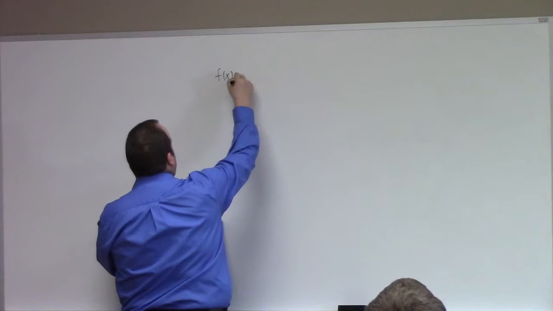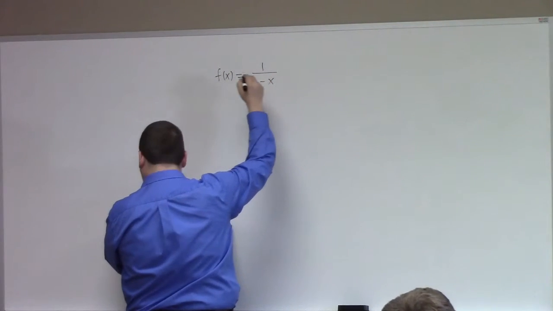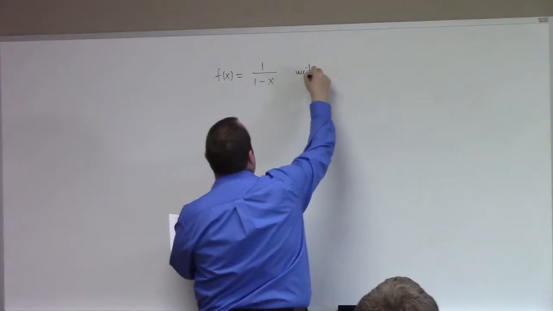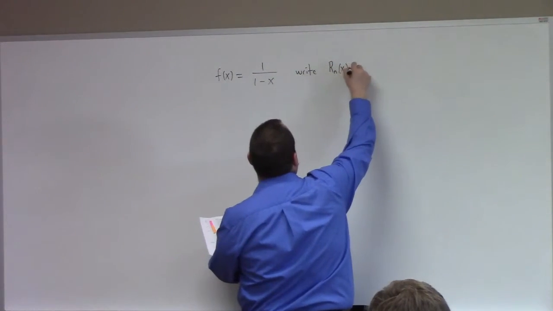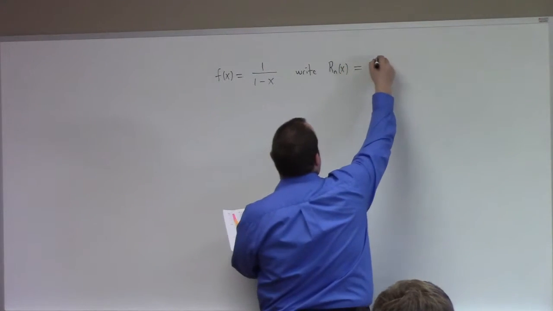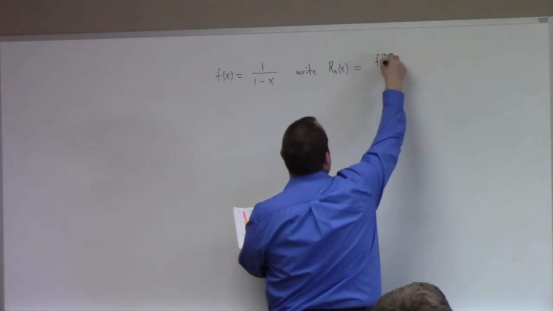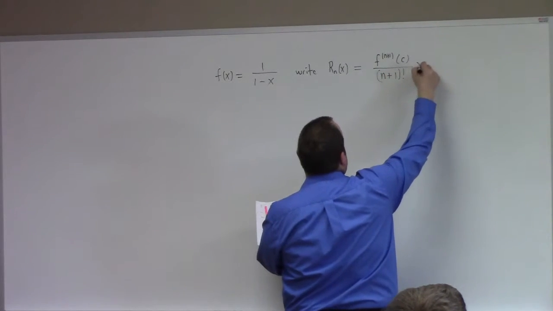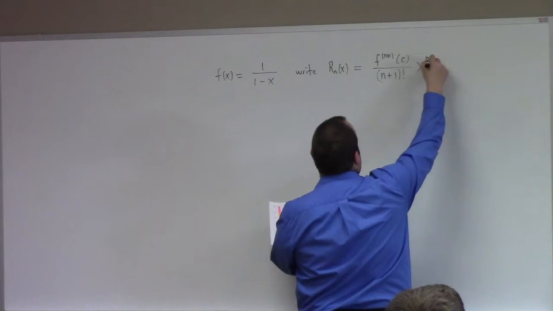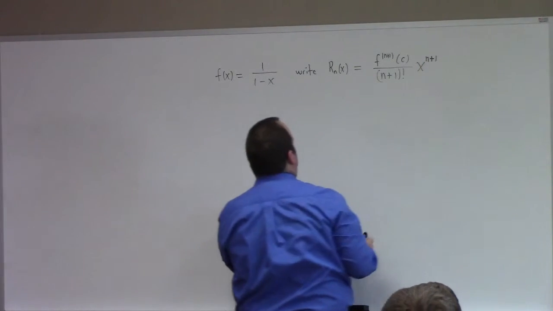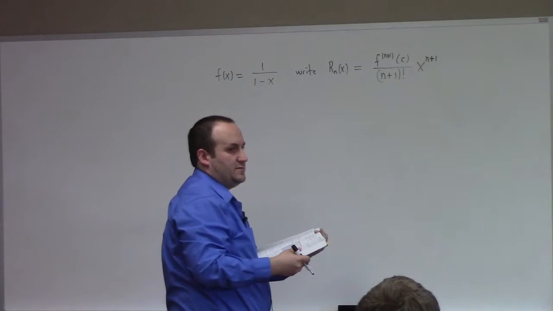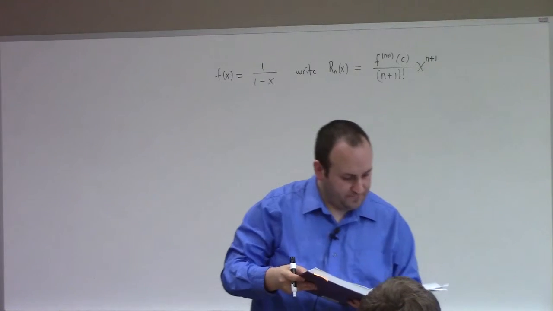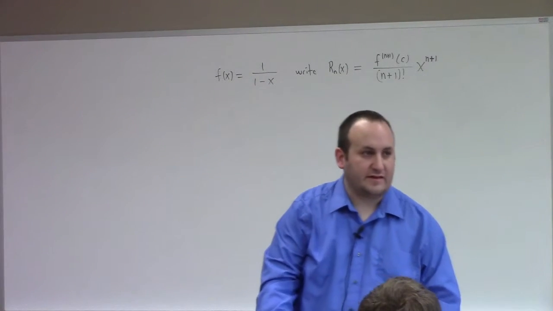Yeah, f of x is equal to 1 over 1 minus x, right? This one? You're supposed to write R_n of x. And so what's Lagrange's formula for the remainder? It looks like this, right? f^(n+1) of c divided by (n+1) factorial, times x to the n+1. So basically, that's all you have to do. You just differentiate n times and plug a c in, and that's it.